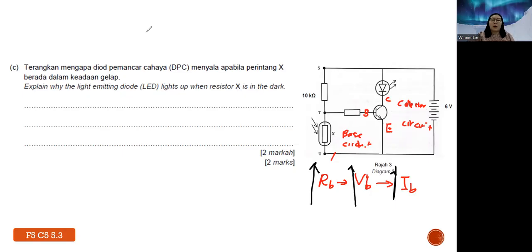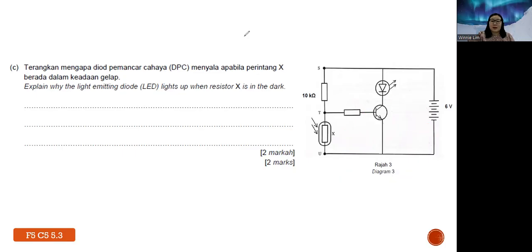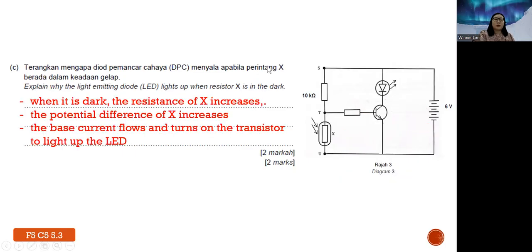So how do you explain it? During dark, what happened to the resistance just now? They mentioned that the resistance is high. So you say, when it is dark, resistance is high. Then the potential difference across this TU or resistor X also increases. Hence, base current is able to flow and turn on the transistor. Or you can have one more point: collector current flows, then it lights up the LED. If you have any two points, you get the two marks in full. Sometimes this can be an essay part, a 4 marks question.